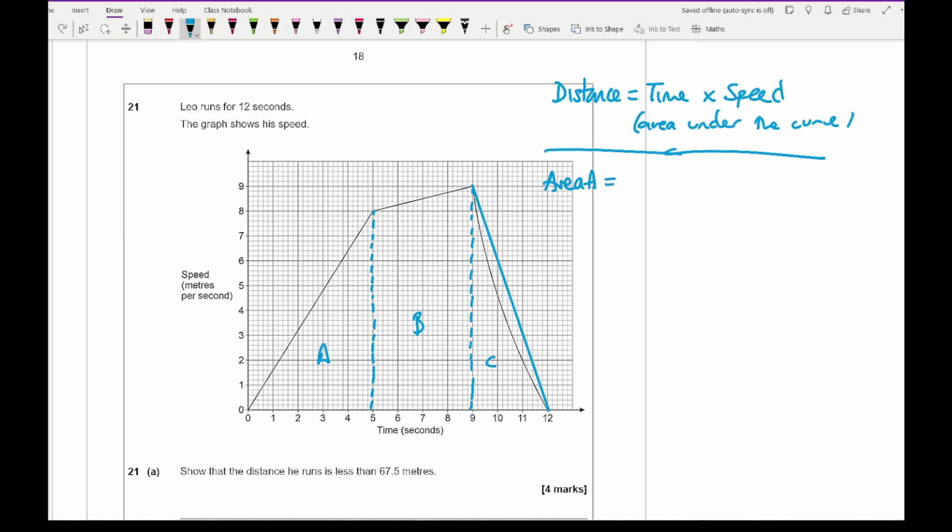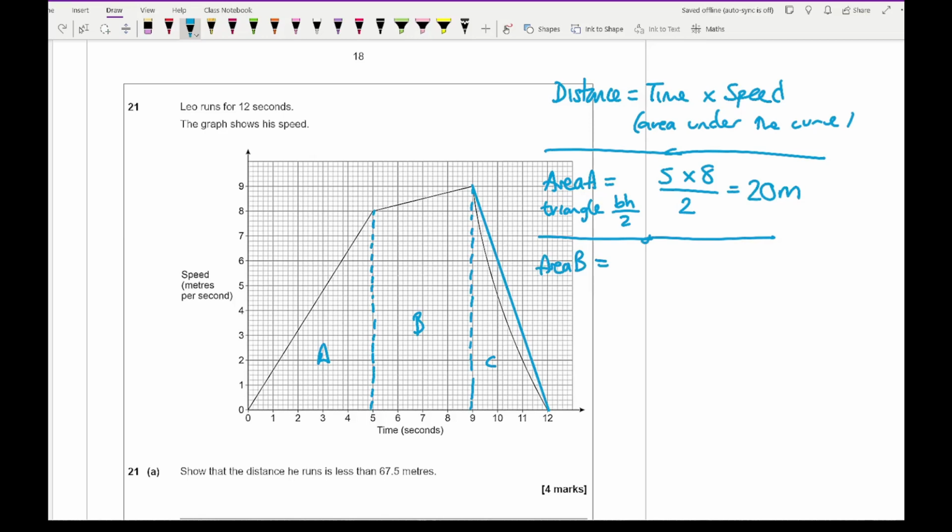So if I start by first of all working out the area of A. Now area of A is a triangle, so it's going to be base times height divided by 2. So that's going to be the base of that triangle, which is 5, multiplied by the height, which is 8, divided by 2. 5 times 8 is 40, divided by 2 is 20 meters.